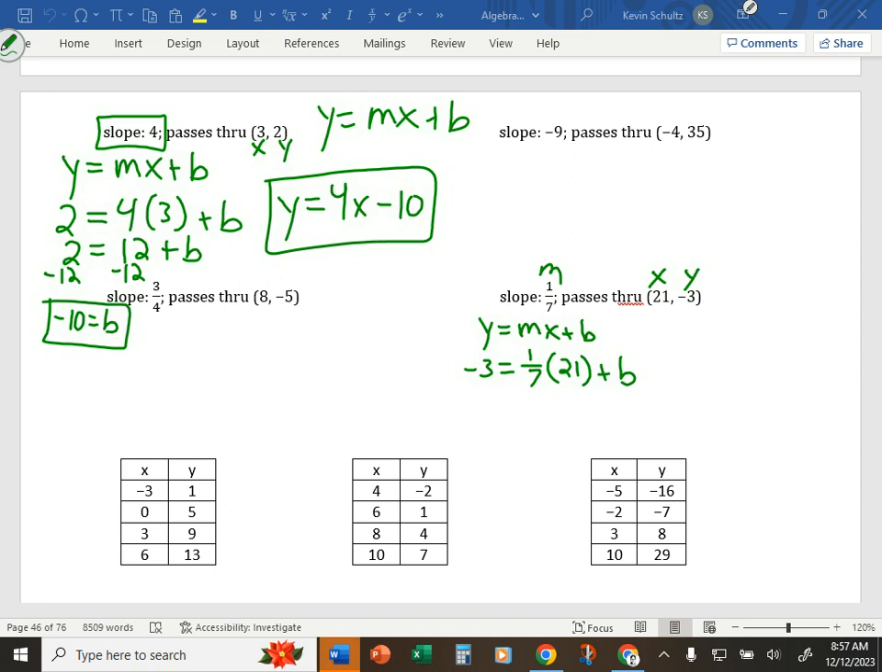Okay? Now, when we simplify that right side and take 1/7 times 21, using the word times, our brains don't quite latch onto that, as well as using the word of. If I ask you for 1/7 of 21, who could do that one mentally? 1/7 of 21. And explain how you got there. 3. How'd you get 3? You multiply. 7 times 3 is. Right. If we're looking for 1/7 of 21, that's like asking what goes into 21 7 times. 3 does. Okay? So we get negative 3 equals 3 plus b.